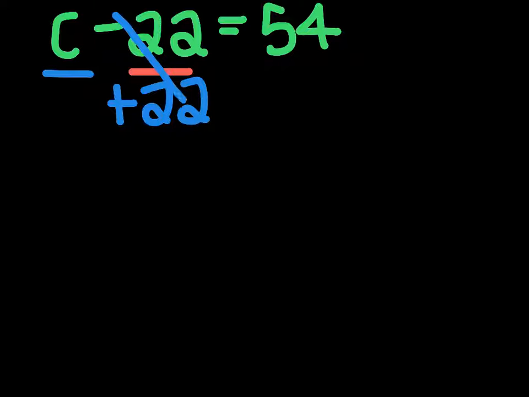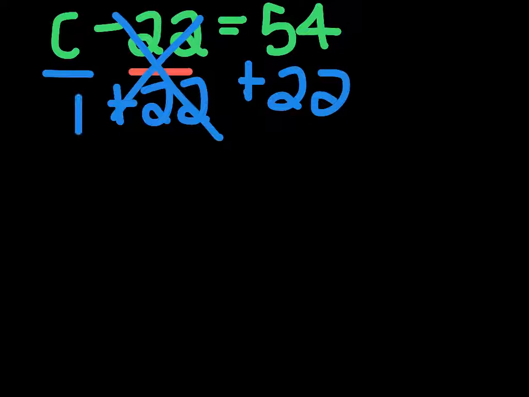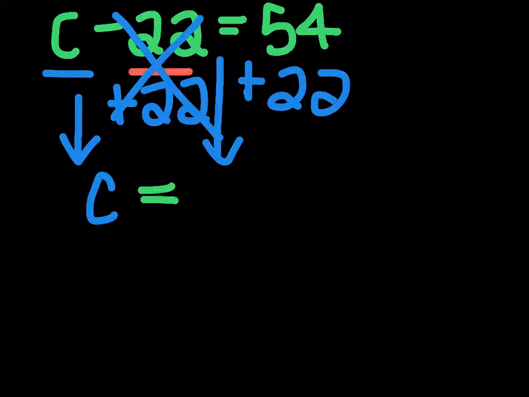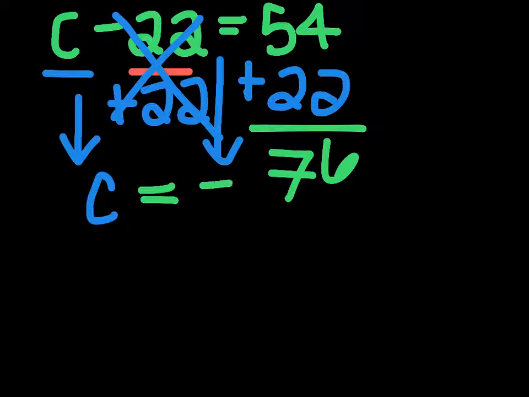So then this is gone now. And whatever you do to this first side, you have to do to the other side. So we're going to add 22 on this side as well. You want to bring down your variable, so we have C, bring down our equal sign, and then we do 54 plus 22, which is 76, since 5 plus 2 is 7. C equals 76.